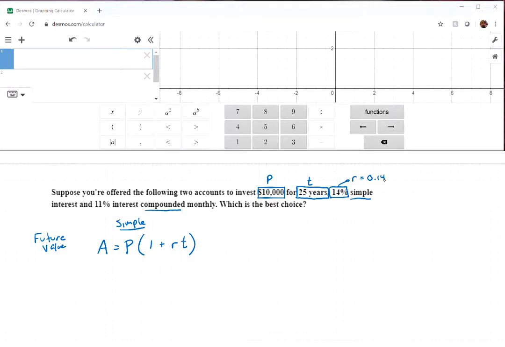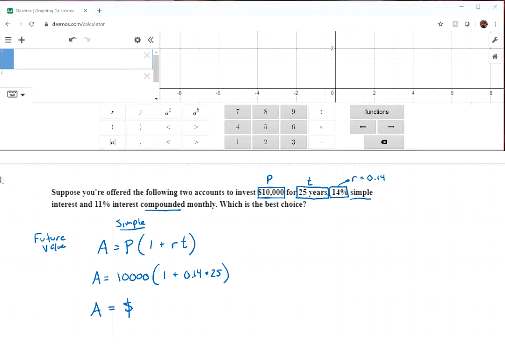And it's simple interest, so let's plug these numbers in. A equals 10,000, parentheses, 1 plus 0.14 times 25. All right, so we need a future value for simple interest.